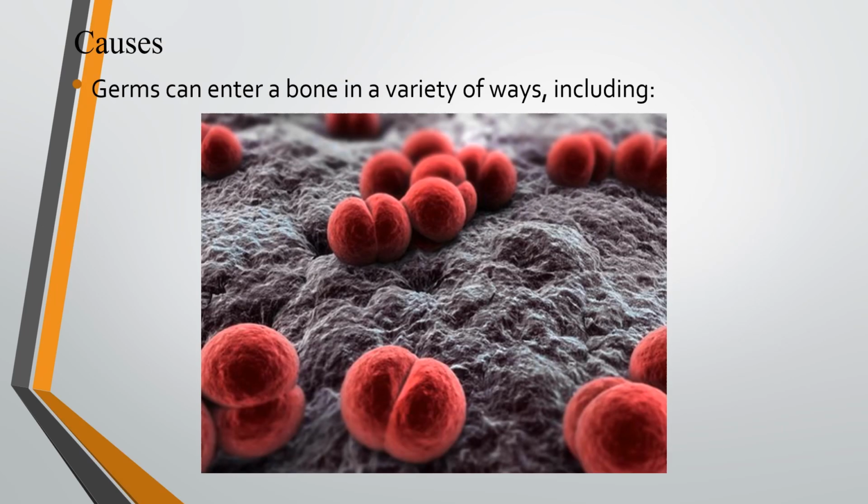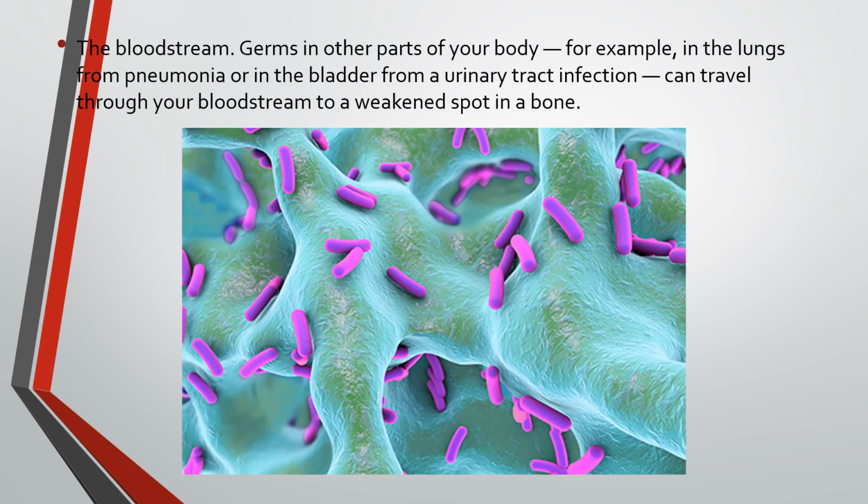Causes. Most cases of osteomyelitis are caused by Staphylococcus bacteria, a type of germ commonly found on the skin or in the nose of a healthy individual. Germs can enter a bone in various ways, including the bloodstream. Germs in other parts of your body, for example in the lungs from pneumonia, or in the bladder from a urinary tract infection, can travel through your bloodstream to a weakened spot in a bone.